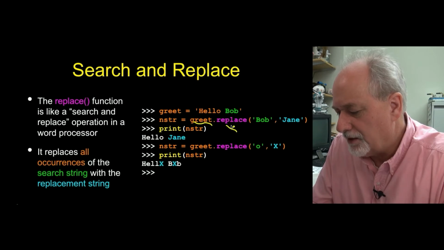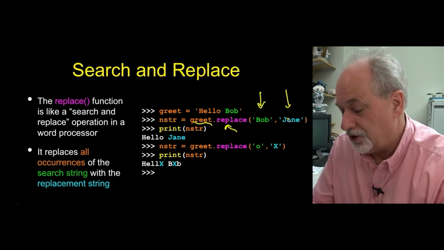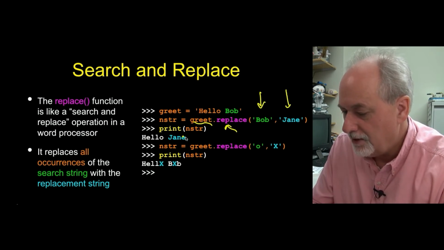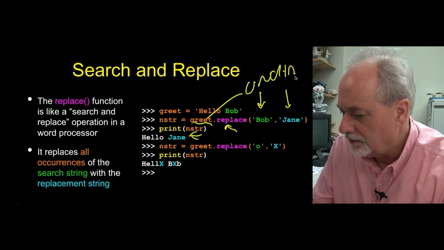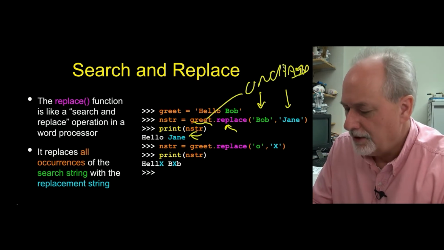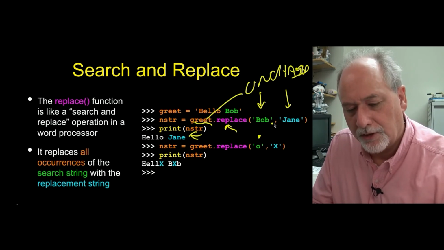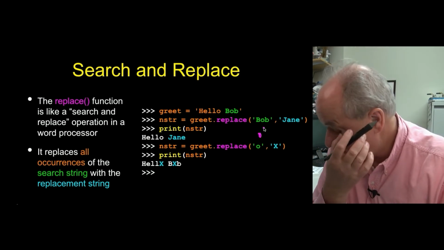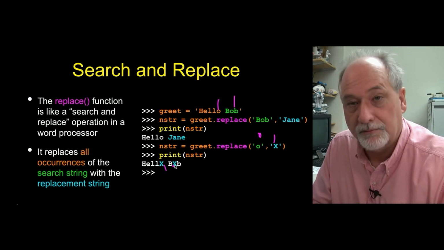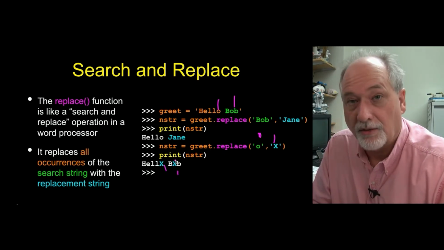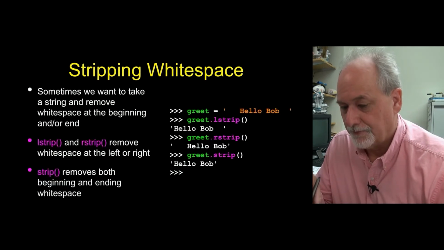Let's go. Method, in this case, we're passing in the old and the new. Bob, replace all Bobs with Janes. And so that takes this hello Bob and turns it to hello Jane. Again, greet is unchanged. And it does more than one thing. So this says go find all the O's and replace all the O's with X's. And so it goes and finds two of them, and then out come two X's. So replace is not just replace the first one, but replace all of them.